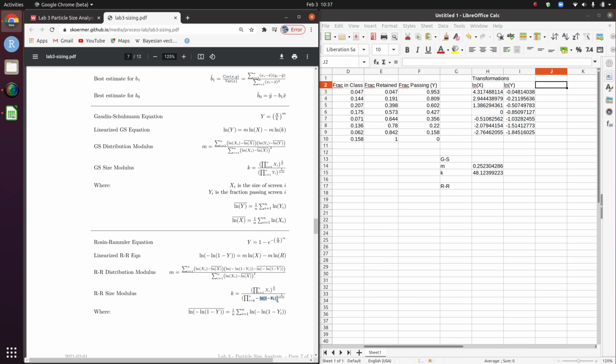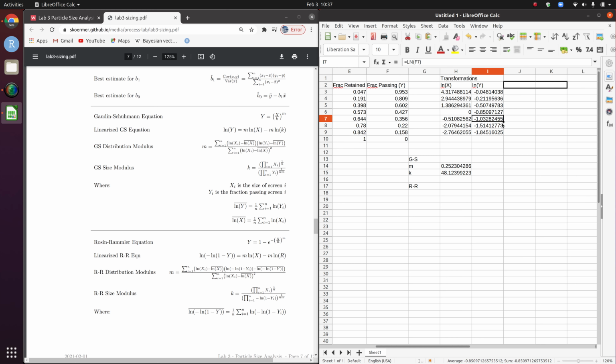We're going to need to take a product of the negative natural log of 1 minus the fraction passing, or the fraction retained. Instead of 1 minus the fraction passing, you can just use the fraction retained if you'd like. But to keep it simple, I'm going to use the fraction passing. So I need to do negative ln 1 minus y. And that's going to be negative ln 1 minus the fraction passing. And you drag that down.